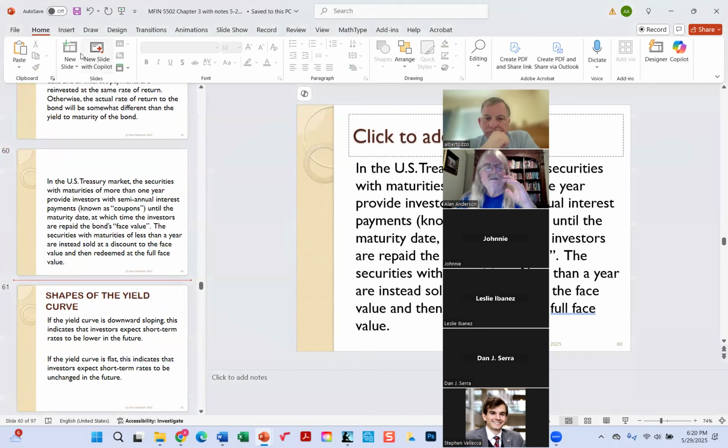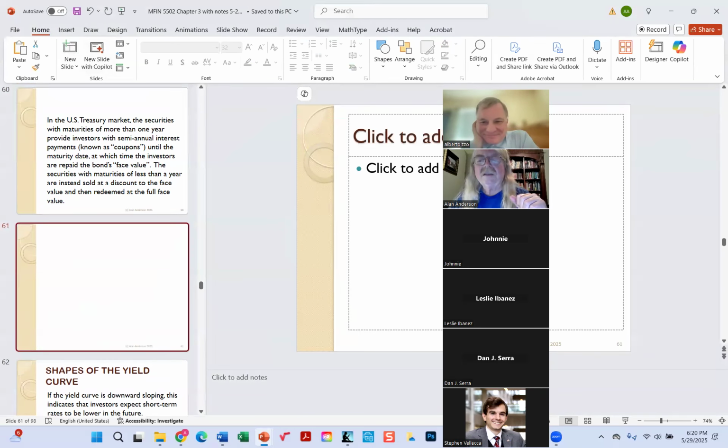This Copilot. All of a sudden, every time I turn around, it's offering me to do Copilot, and I have no idea what that means.